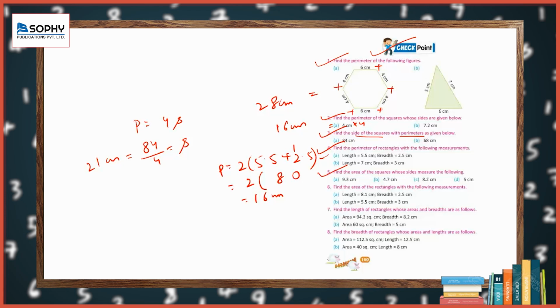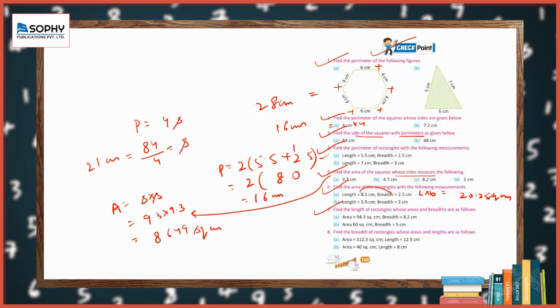We have to find the area of a square whose side measures are given, so area is equal to, very good students, side into side, that is equal to 9.3 into 9.3, that is equal to 86.49 square centimeter. In the next one, again you have to find the area of a rectangle, students. So that is equal to length into breadth, 8.1 into 2.5, that is equal to 20.25 square centimeter.